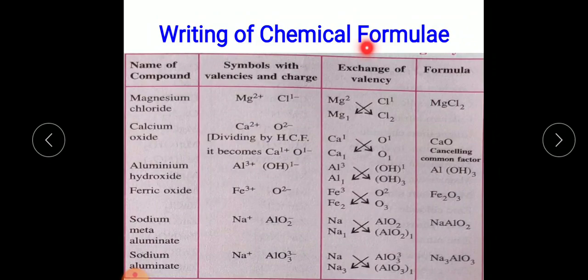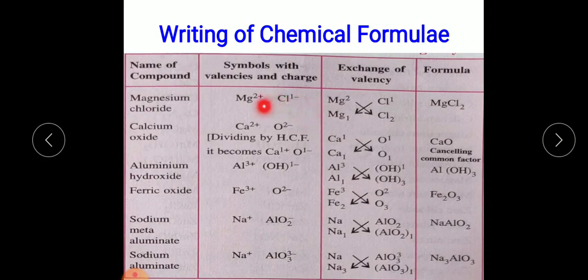So writing of chemical formula, this method we call the crisscross method. Say for example, if the compound is given as magnesium chloride, then how to write down the formula for it? First we'll separate the acid radical and basic radical. The metals usually have the positive charge, so they are basic radicals, and the non-metals have negative charge, so they are acid radicals. So from this, magnesium is represented as Mg2 plus, chloride is represented as Cl minus.